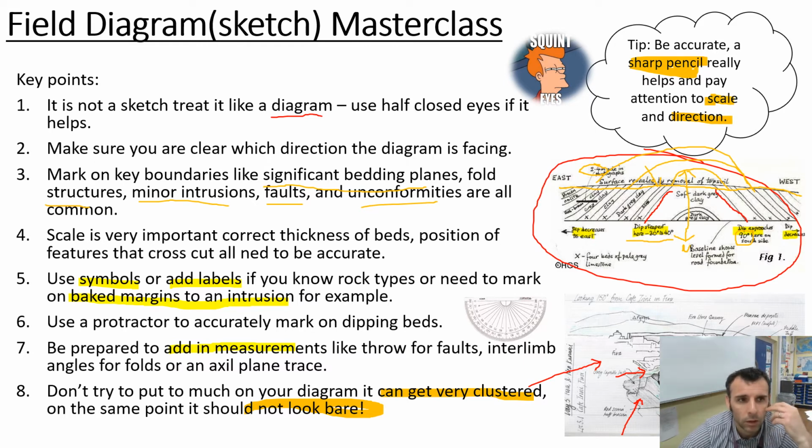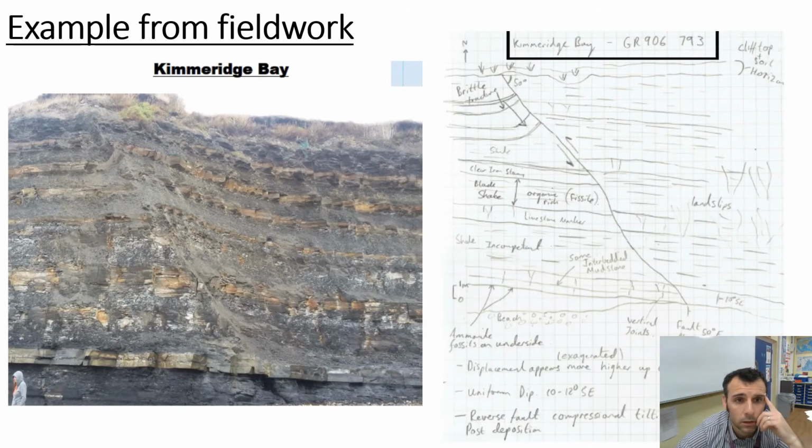So we'll have a look at a couple of examples because there's lots of variation about how they could ask you in an exam. Okay, so this is an example from fieldwork. Actually, we've been to Kimmeridge Bay at the top, and you can clearly see here we've got a lovely fault plane which is running down here, and I've put it onto my field sketch there. That's just an example of a completed field sketch.